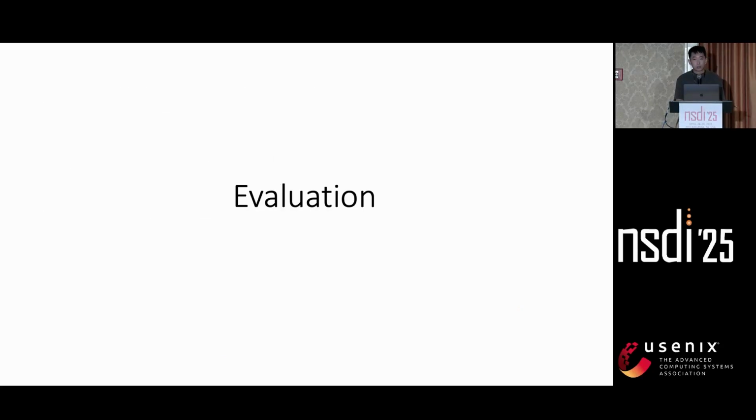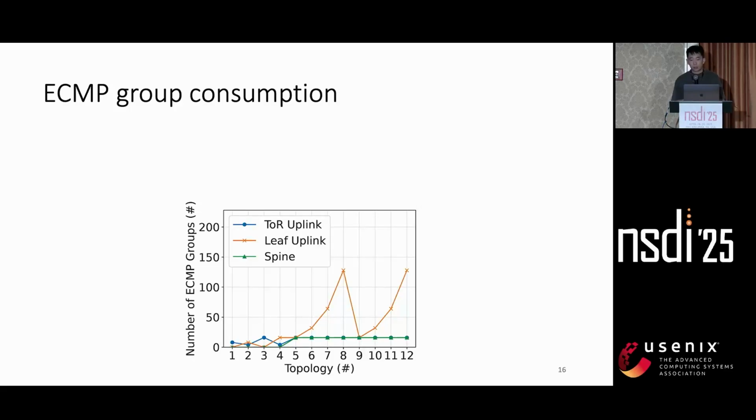Now let's move on to evaluation. So first, I want to show the ECMP group consumption. As I mentioned, our solution basically adds more ECMP groups. So here, the x-axis represents different topologies. More details are in the paper, but each topology has different sizes, and topology 12 is the same as our production network. And the y-axis is the number of ECMP groups needed to enable PECMP.